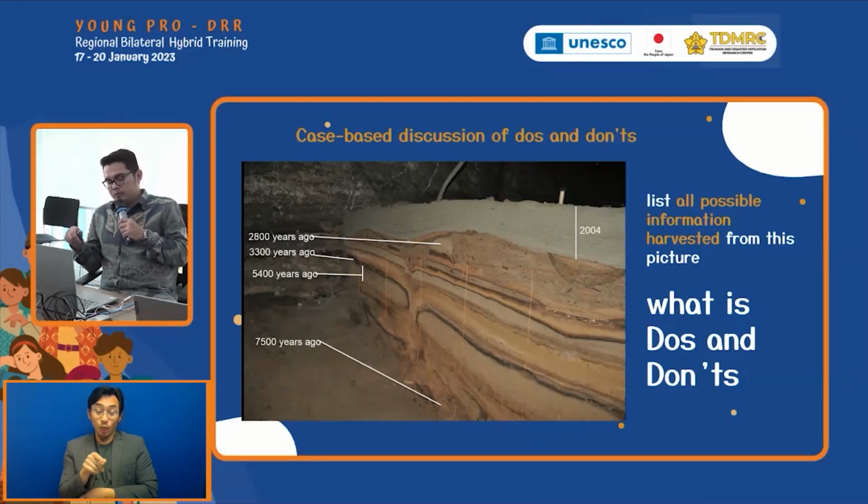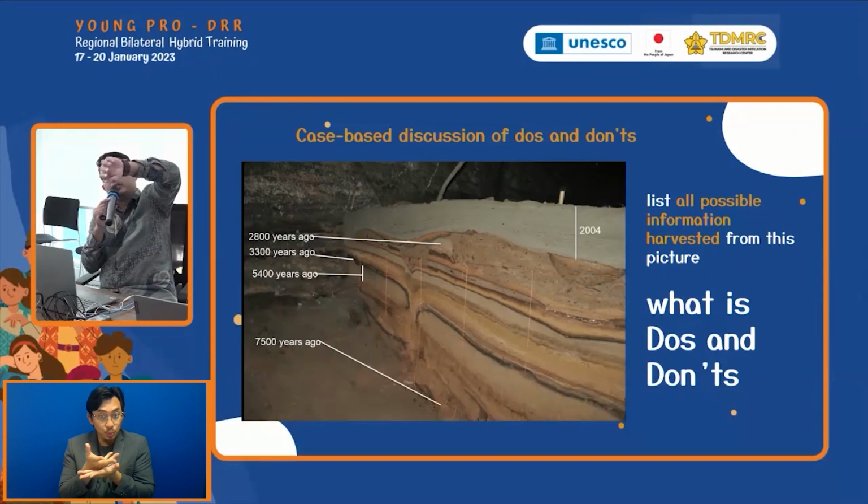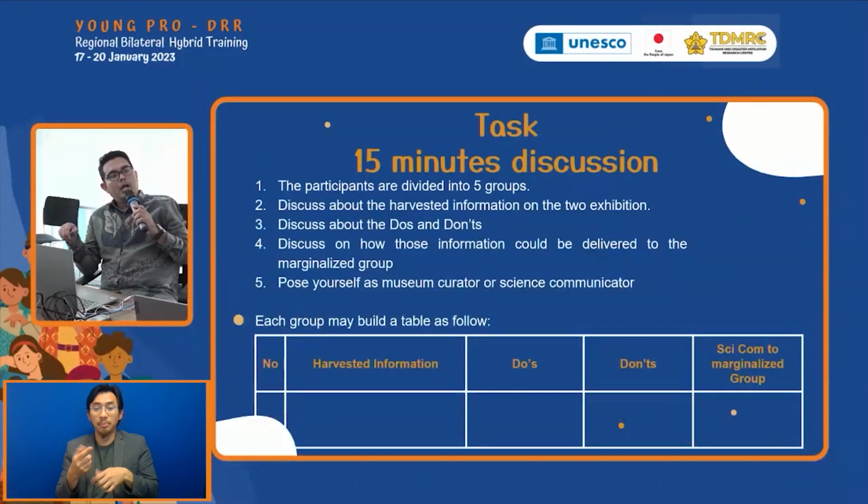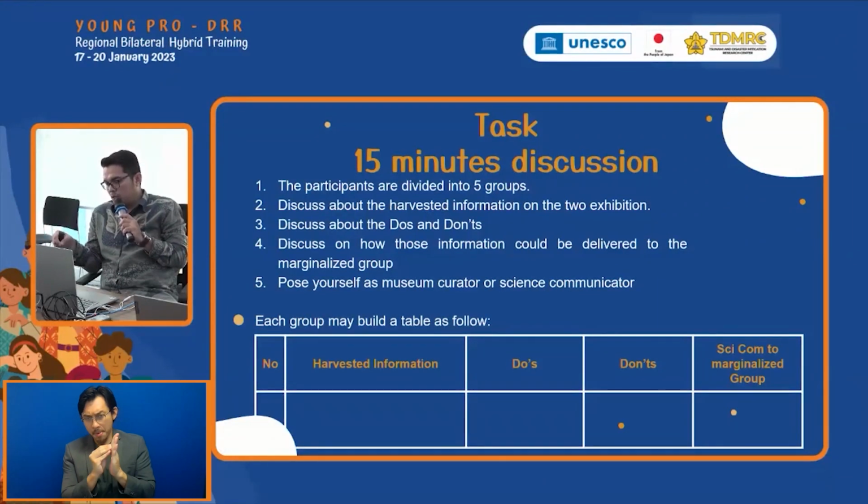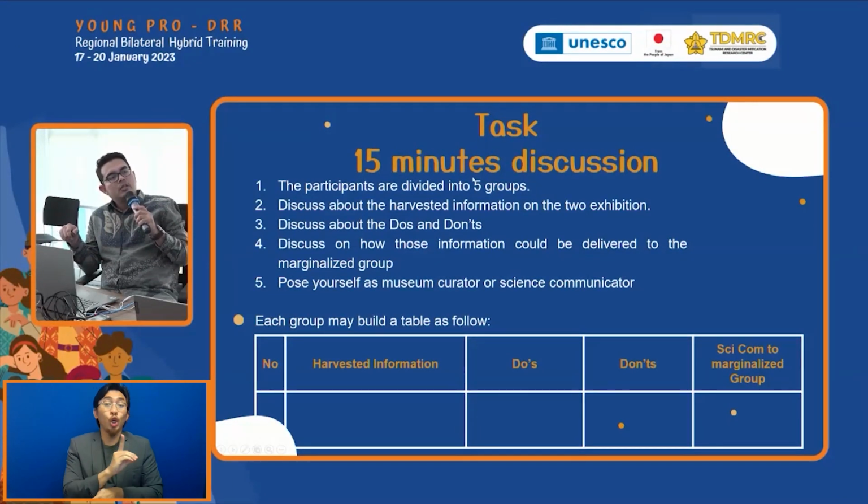For that, we will have a discussion. I think we still have time. We will have a discussion of 15 minutes. The participants are divided into 5 groups. What are you going to do in the group? You need to discuss harvesting information on the 2 exhibitions. So you need to list down the information that you can get, then discuss the do's and don'ts, and then discuss how that information could be delivered to the marginalized group.